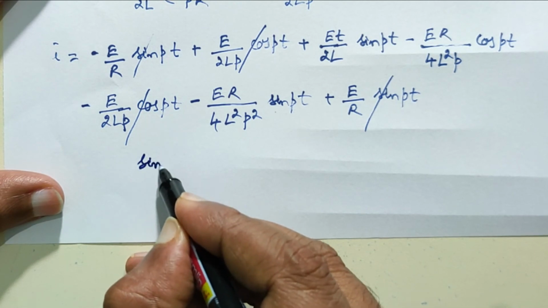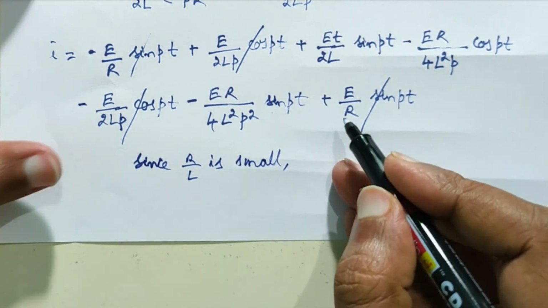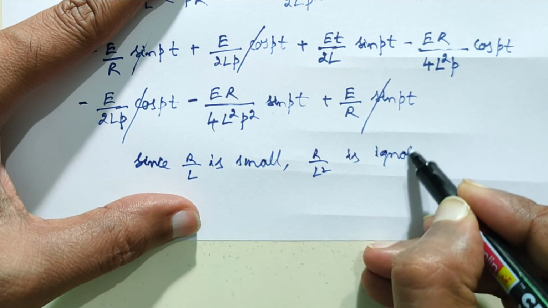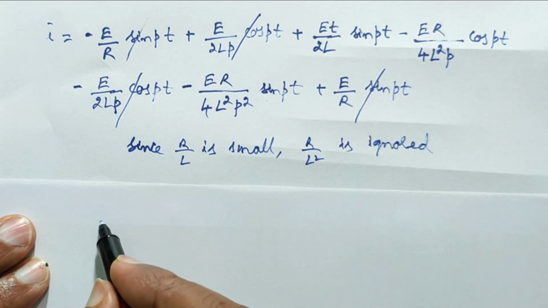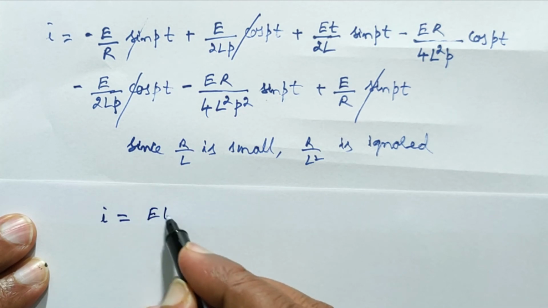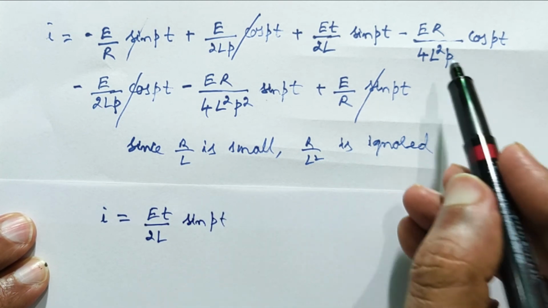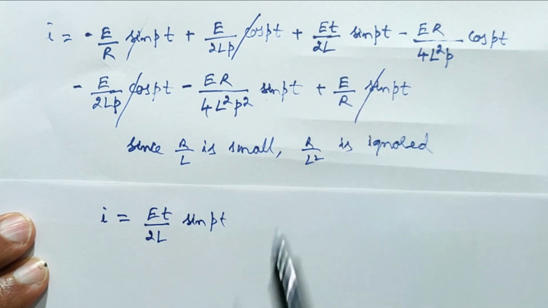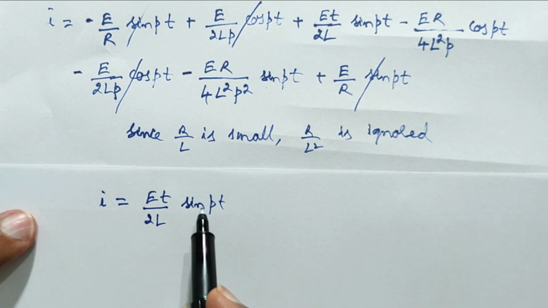So since R by L is small, R by L square is ignored because it becomes still a smaller value. So if you ignore these two terms, we will just be left with I equal to, you can see all these terms have been cancelled. You are left with ET by 2L into sine of PT. So this has been ignored and this also has been ignored, and all the other terms have been cancelled out, and you have got the value of I to be equal to ET by 2L into sine of PT.